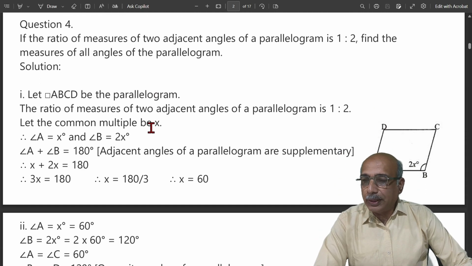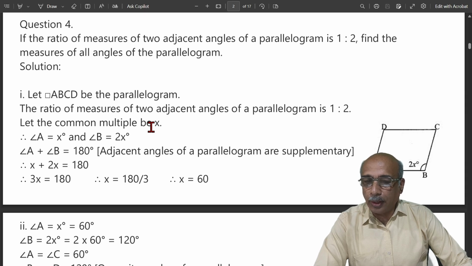Next problem we will see. If the ratio of the measures of two adjacent angles of a parallelogram is 1:2, find the measure of all the angles of the parallelogram.